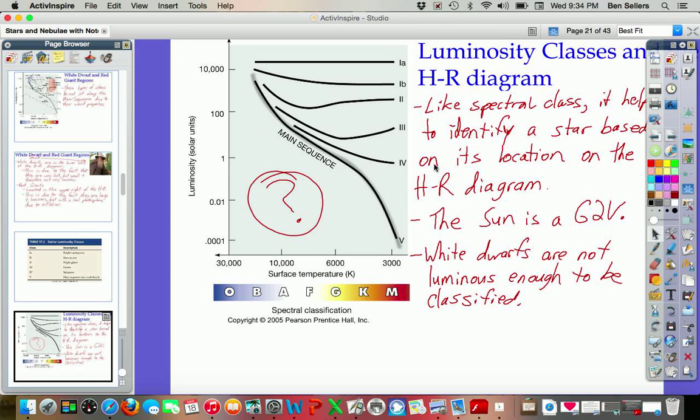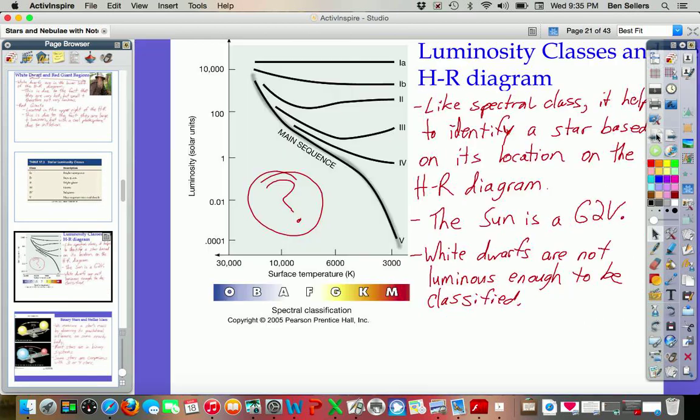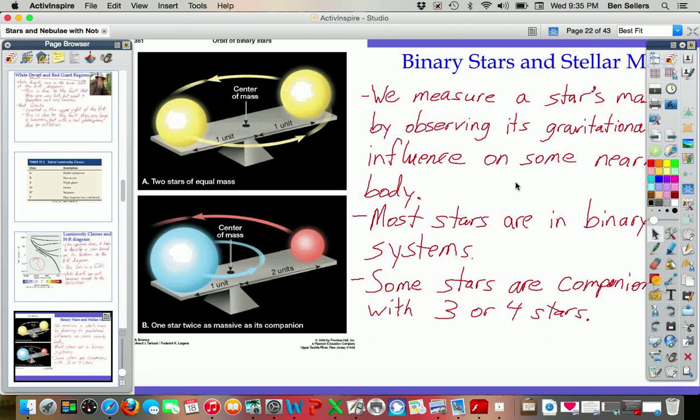This is typically where the luminosity classes land. The stars are somewhere in this region on an HR diagram. 5 is obviously the main sequence. And these 1A, this bright supergiants, are going to be up here for a little bit of time. Then they're going to kind of evolve over this way, which we'll get into in the next unit. So the Sun is a G2 V star. And white dwarfs are not luminous enough to be classified. Most stars are in binary systems.